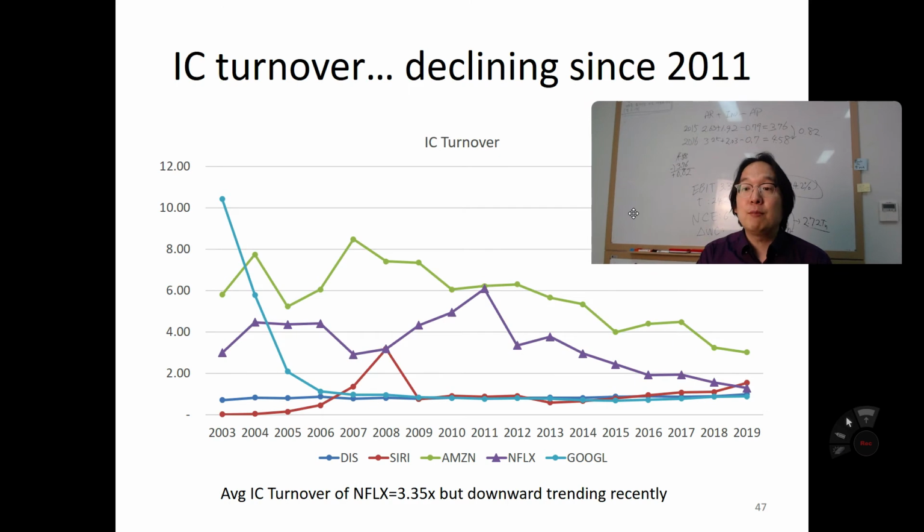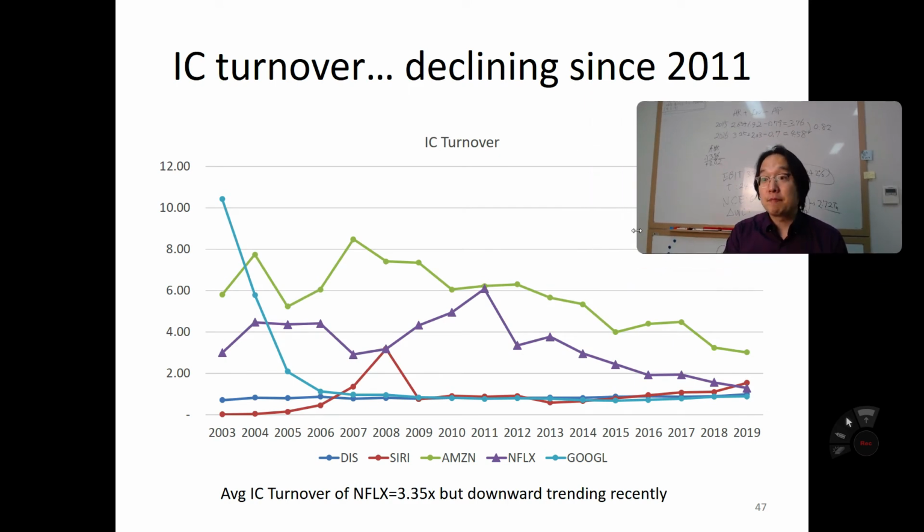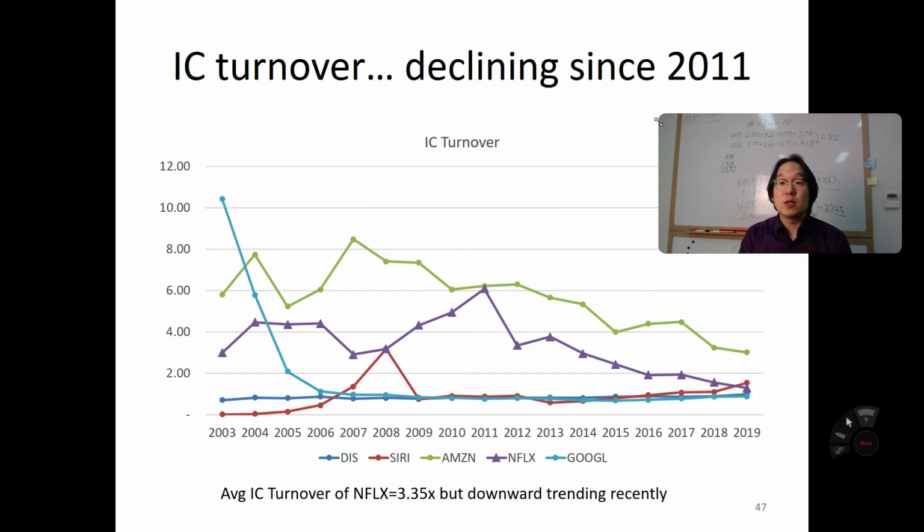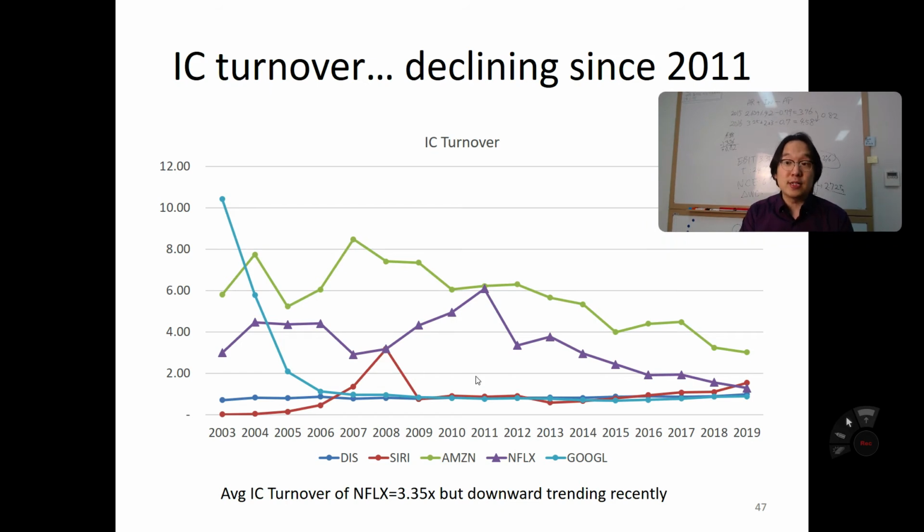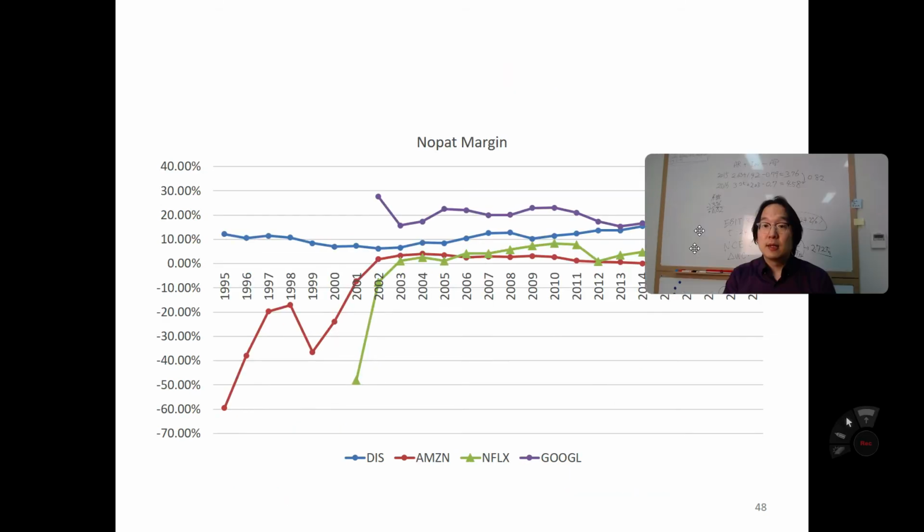I'm doing some kind of DuPont analysis. One of the things was turnover, IC turnover, sales divided by invested capital. If you compare all these four companies, it looks like this. Netflix is the purple line over there, and it's been declining ever since 2012. But nowadays it's reasonably together with the rest of the guys, except Amazon.com. All right, 3.35 times.